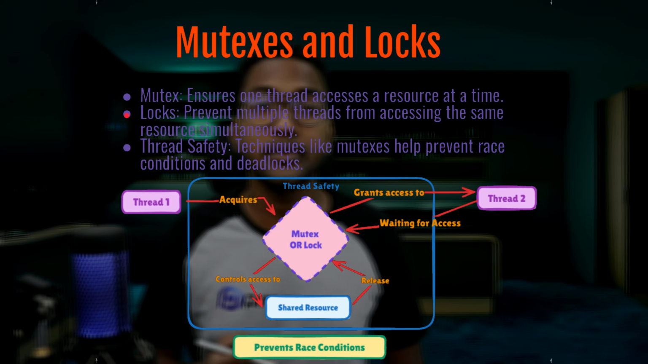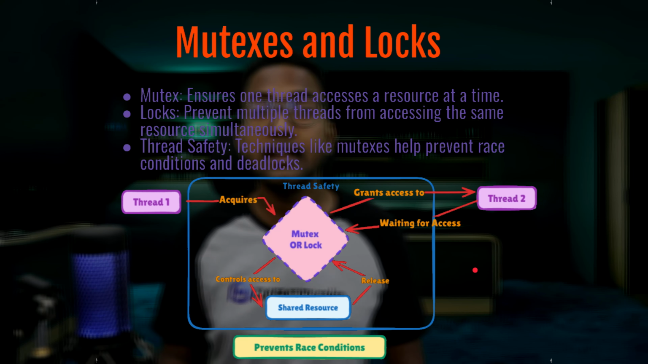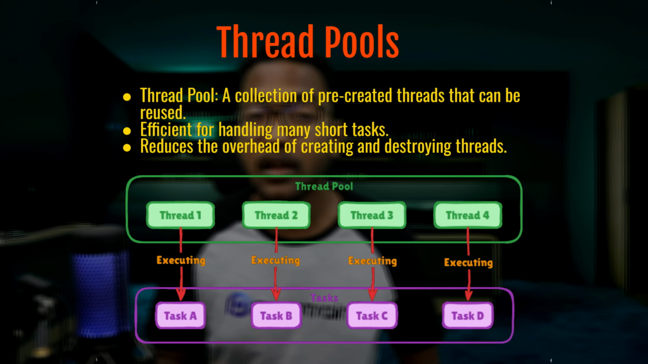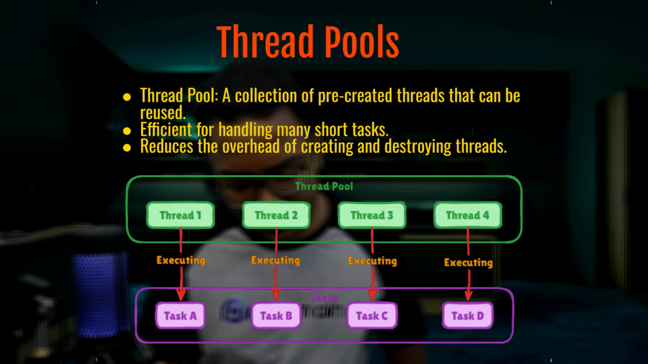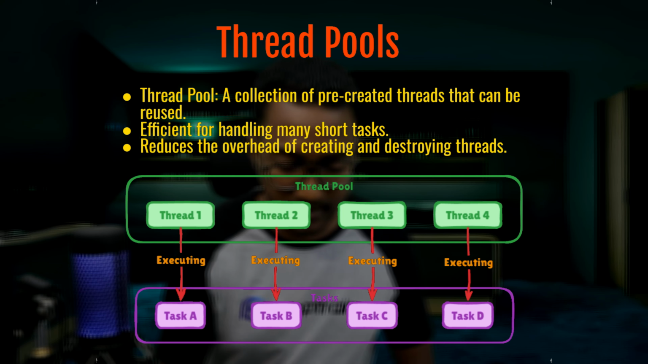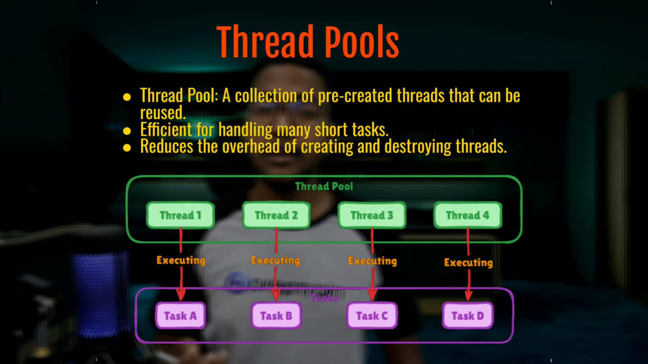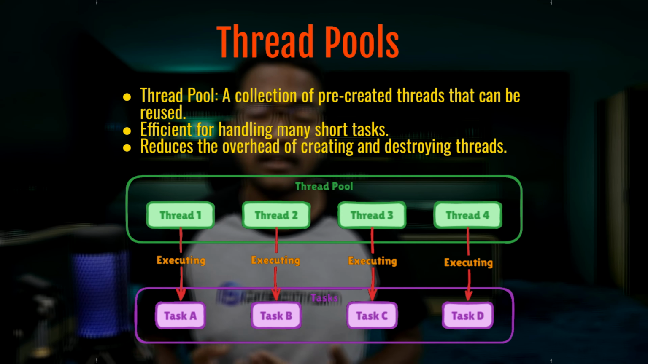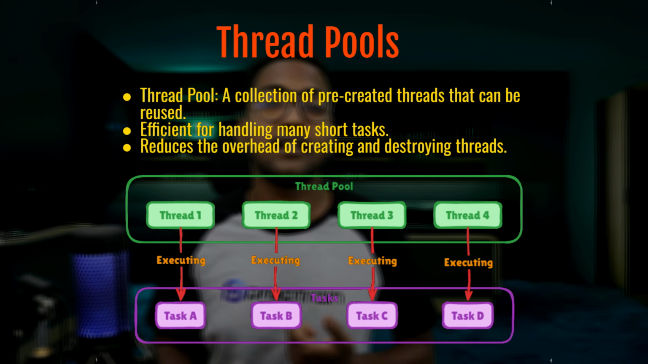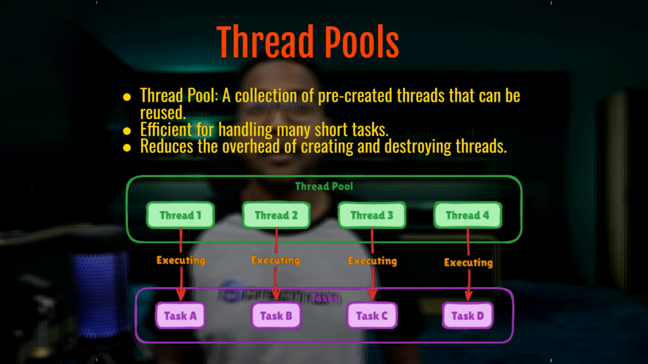Now that we have discussed mutexes and locks, let's move on to thread pools and explore how they help manage multiple tasks more efficiently, especially in applications that handle a high volume of short-lived tasks. A thread pool is, as it sounds, a pool of pre-created threads, as you can see here. Instead of creating a new thread every time a task needs to be executed, a thread pool allows you to reuse threads for different tasks. This is especially useful for applications that need to handle a large number of short tasks like web servers, database queries, or background processes.